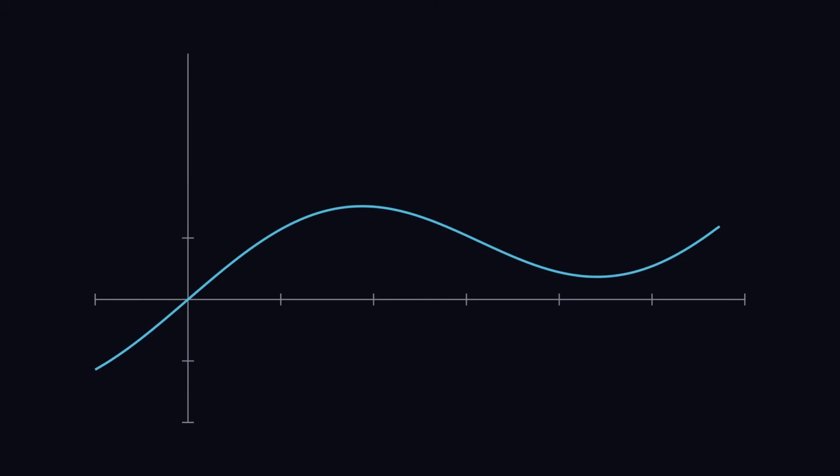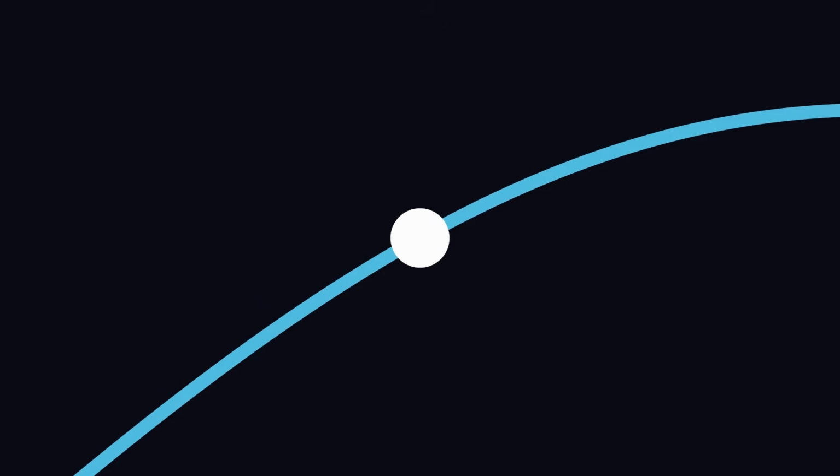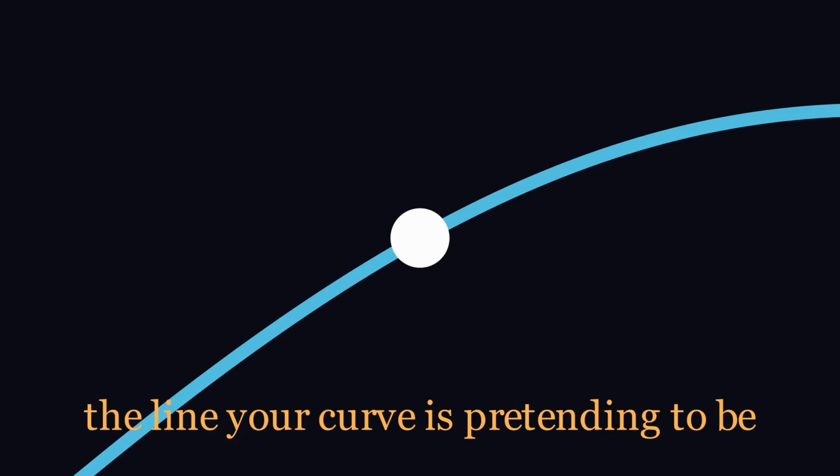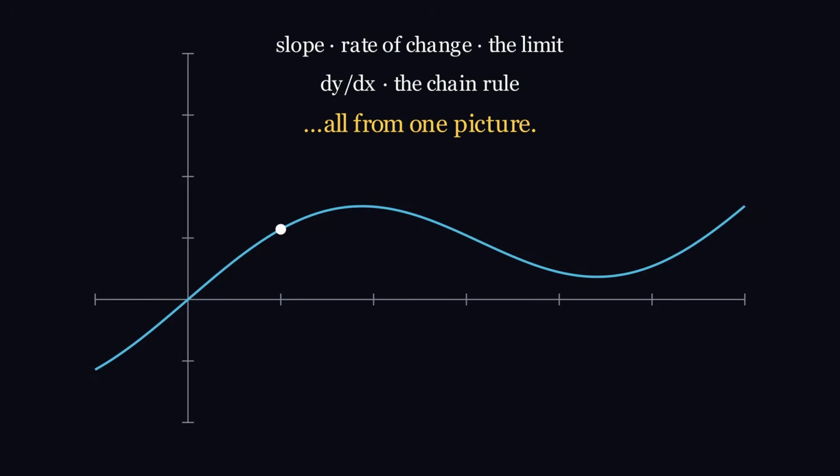So, next time somebody asks what a derivative is, you've got a better answer than slope of the tangent line. It's the line your curve is pretending to be. The slope, the rate of change, the weird limit, that fraction notation, the chain rule, all of it falls out of that one picture.